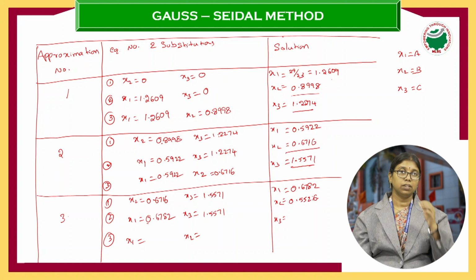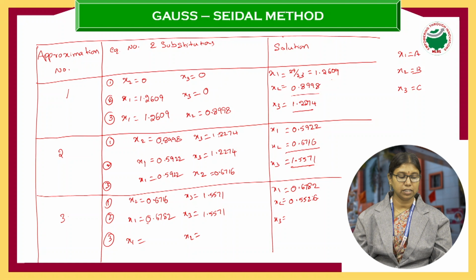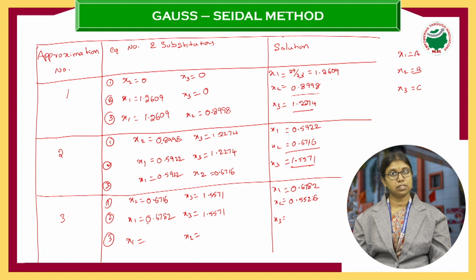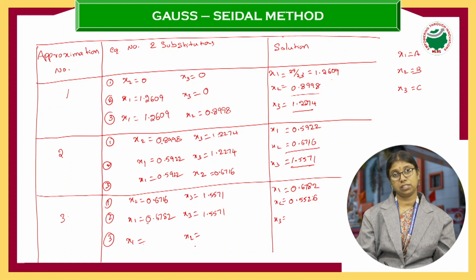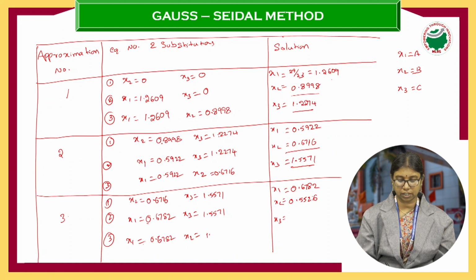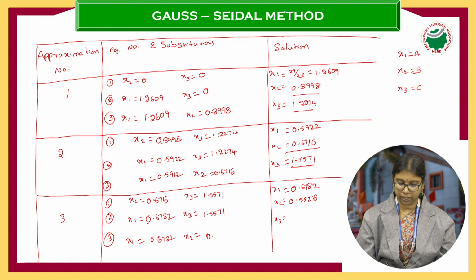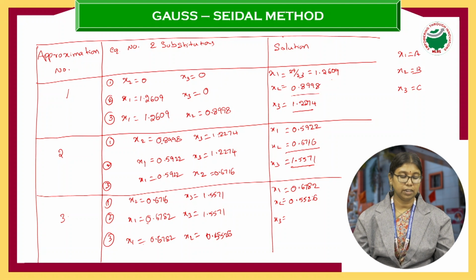0.5526. So now you have to calculate x3. So we need third equation on the screen. Press upper arrow 2 times on the screen. Then you will get the third equation. Here you have to take latest values for x1, x2. The latest value for x1 is 0.6782. For x2, x2 is 0.5526.